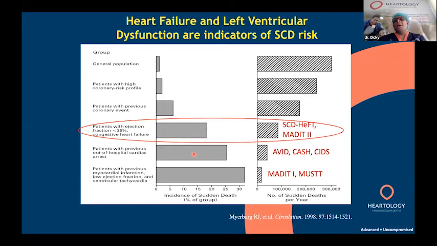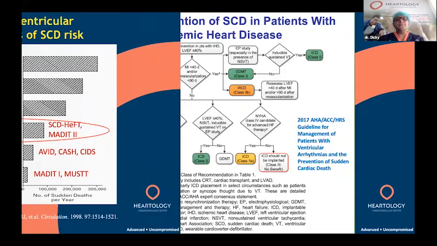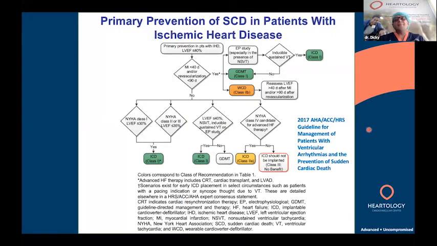So there are a lot of studies showing evidence of heart failure and sudden cardiac death risk, the SCD-HeFT and the MADIT-II, which show that ICD, implantable cardiac defibrillator, can prevent death, especially in functional class 1 with an ejection fraction of less than 30%, or functional class 2 or 3 with an ejection fraction less than 35%. The ICD is a class 1 indication.